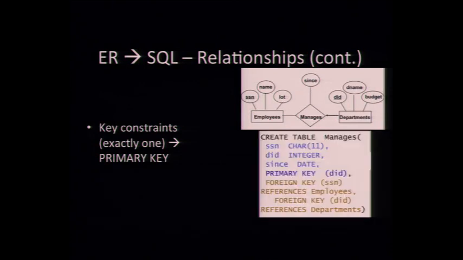Okay. And then the last thing we need to talk about is what about the primary key of this relationship table? And that comes from key constraints on the relationship. See how departments has an arrow going into manages? That means that you take the key of departments and make it the primary key of the relationship. So just to reiterate, the key constraints turn into primary keys.